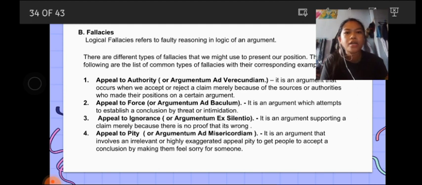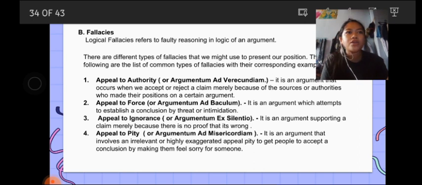So number 4, appeal to pity or argumentum ad misericordiam. It is an argument that involves an irrelevant or highly exaggerated appeal to pity to get people to accept a conclusion by making them feel sorry for someone. This fallacy involves using an irrelevant or exaggerated appeal to pity in order to convince others to accept a conclusion. It manipulates emotions rather than presenting valid reasoning.